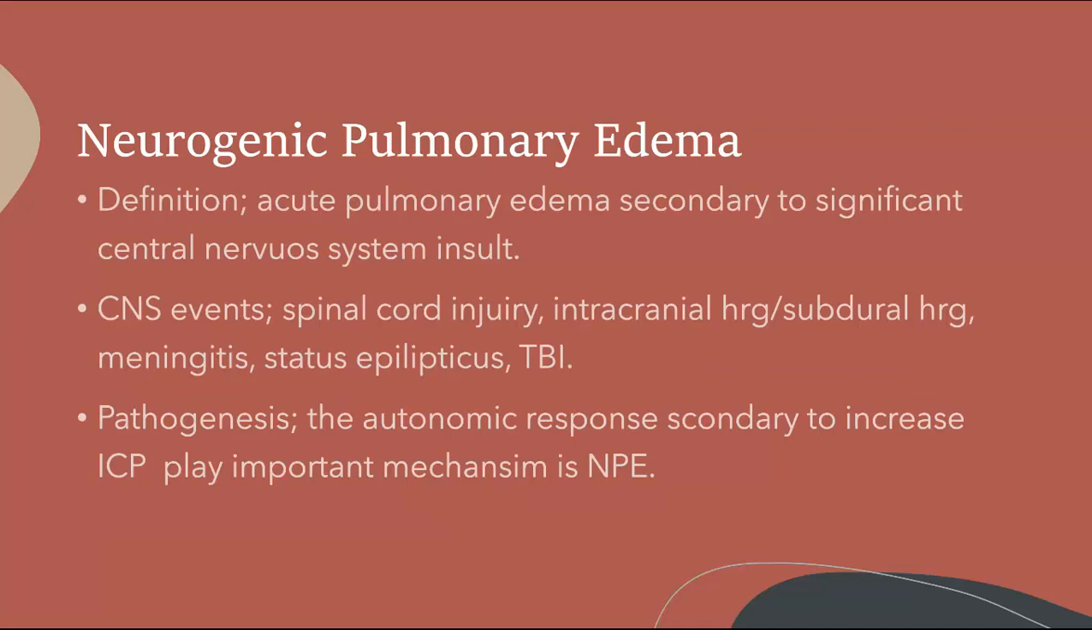Neurogenic pulmonary edema is acute pulmonary edema secondary to a significant central nervous system insult. Patients with spinal cord injury, intracranial hemorrhage, subdural hemorrhage, meningitis, status epilepticus, and TBI are at high risk of neurogenic pulmonary edema. The pathogenesis is not well known, but one explanation is that an autonomic response secondary to increased ICP plays an important role in the mechanism.